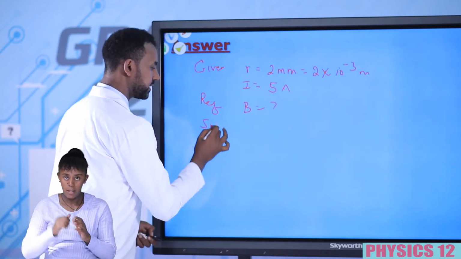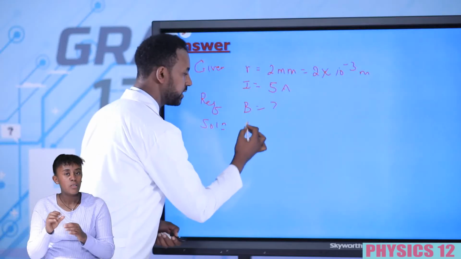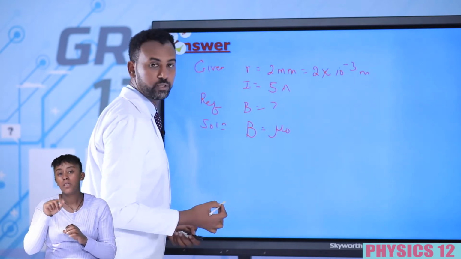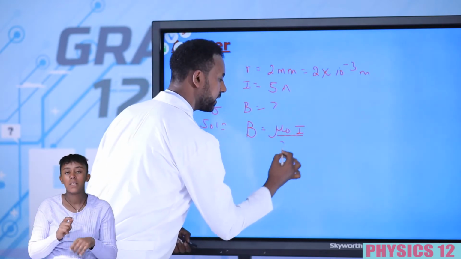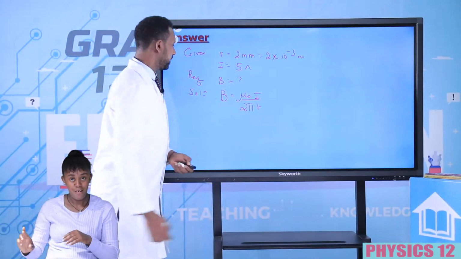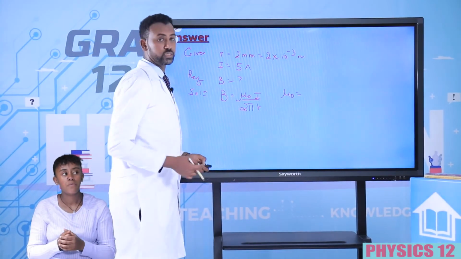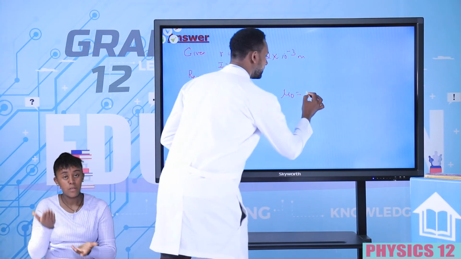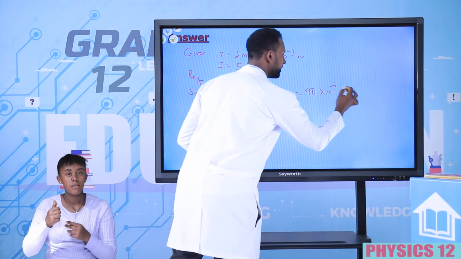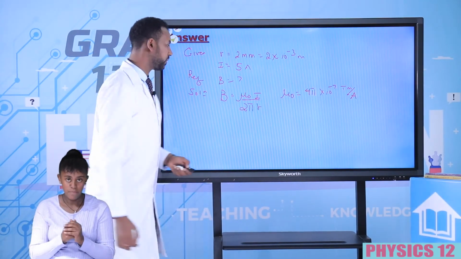From Ampere's law, from the previous equation, the magnetic field B is equal to mu naught, the permeability of free space, times I over 2 pi r. This is how we determine the magnetic field. The permeability of free space is already known, and in our previous discussion I have already mentioned it. It is 4 pi times 10 to the power of minus 7 Tesla meter per ampere.